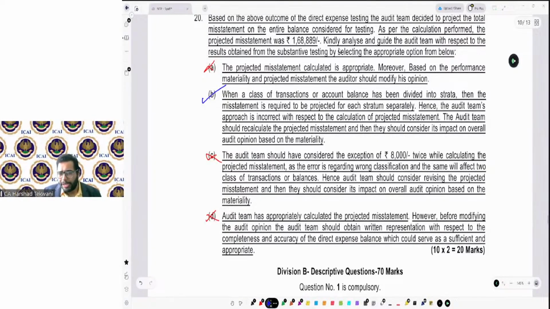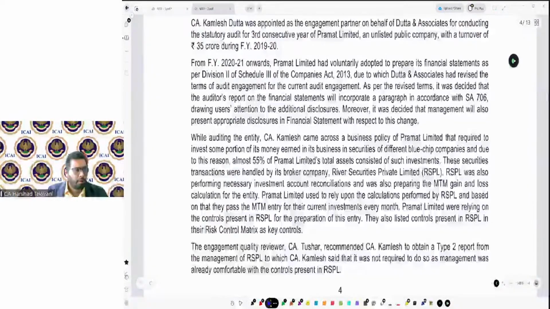Let's take one more integrated case scenario for your further understanding.